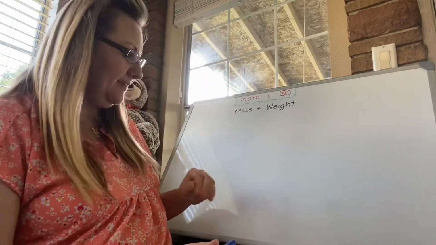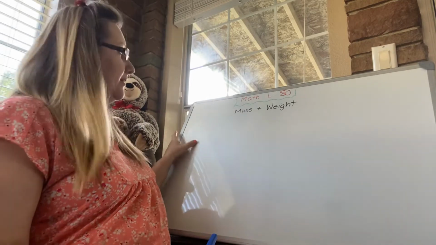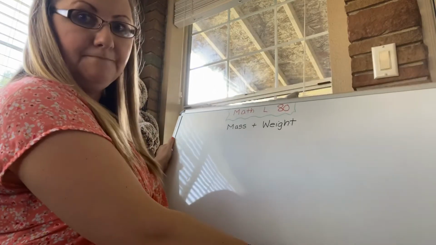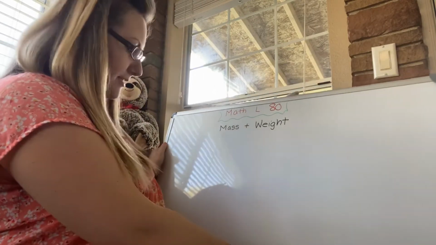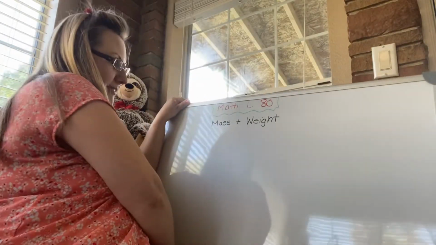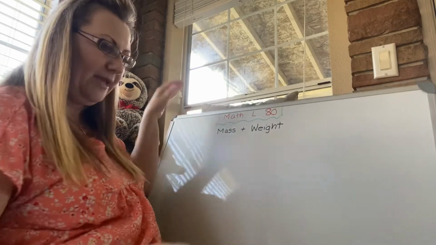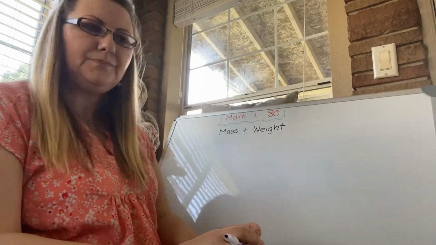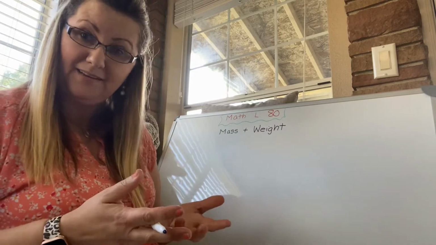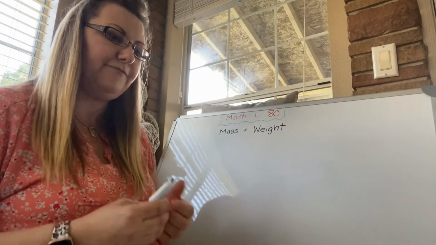So today, I hope you can see this. This says Math Lesson 80, and it also says that our topic today is mass and weight. Okay, let's see if we could get this situated a little bit better. Mass and weight. So mass and weight are two things that are related, but there is a difference between the two.